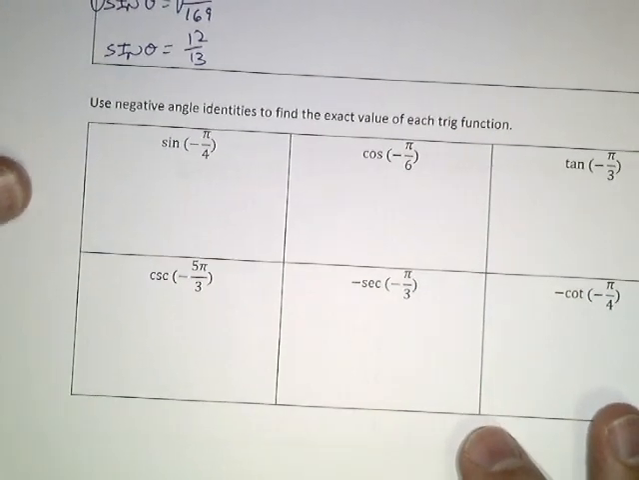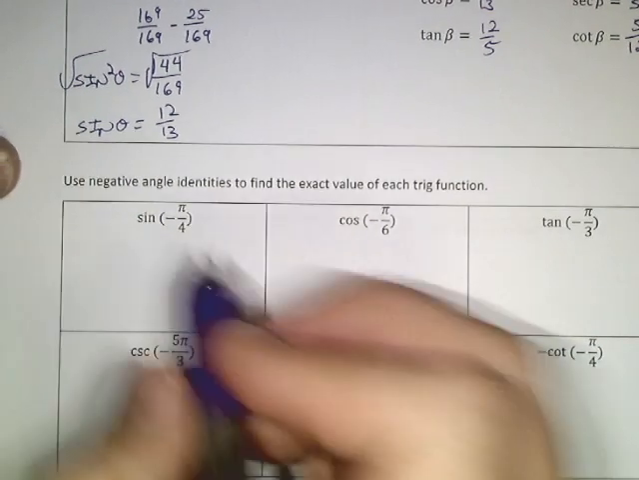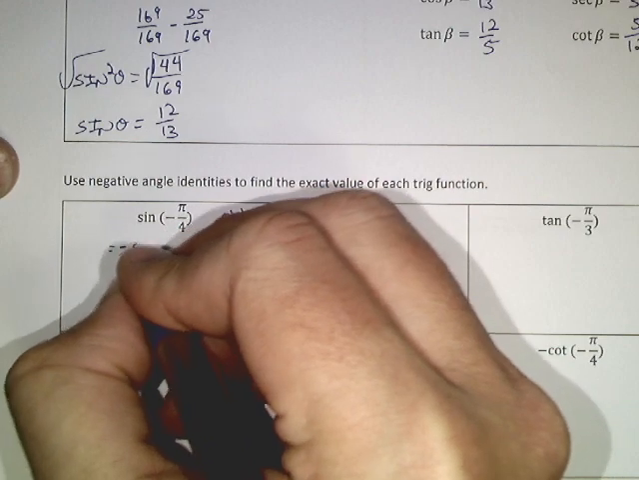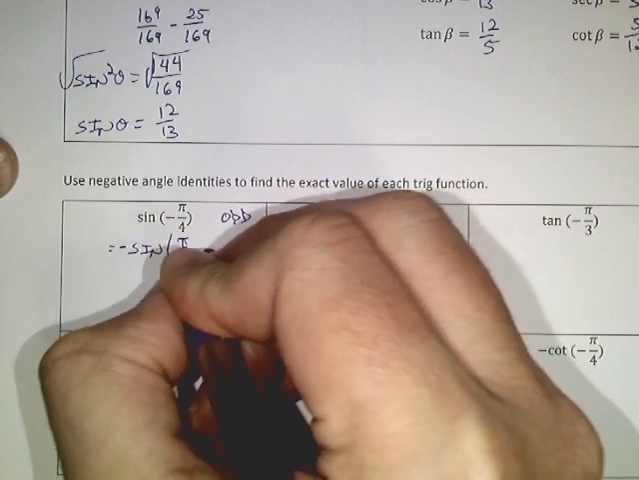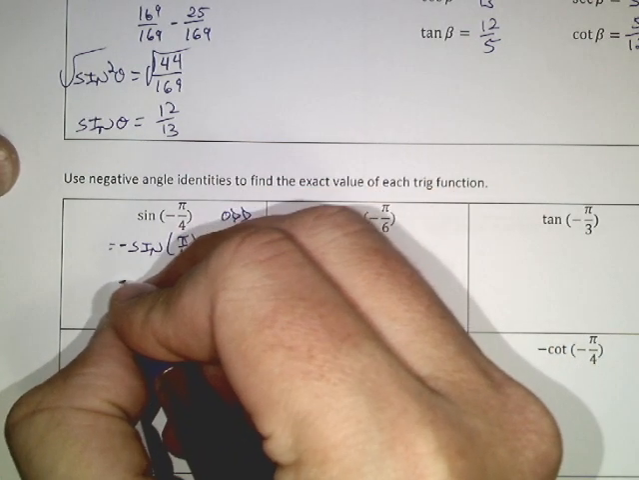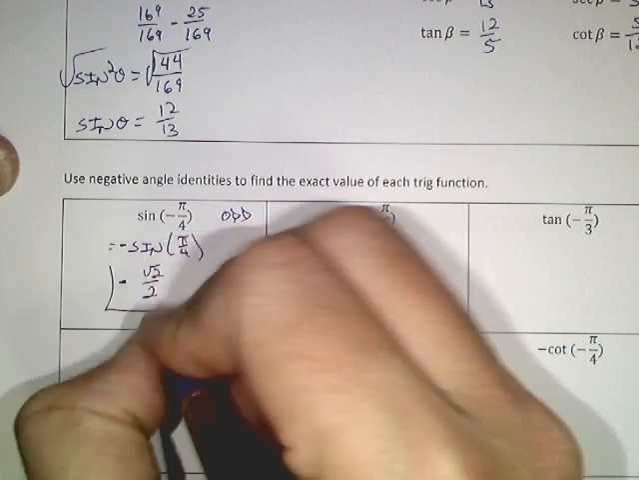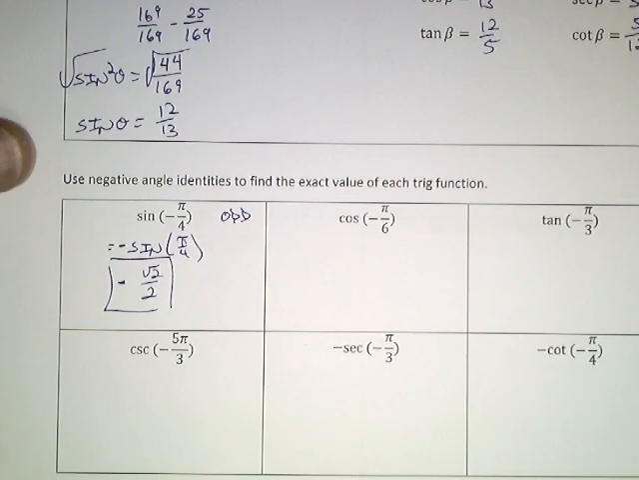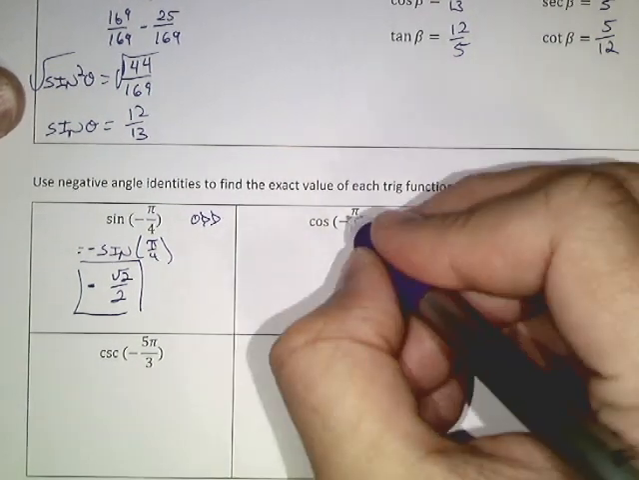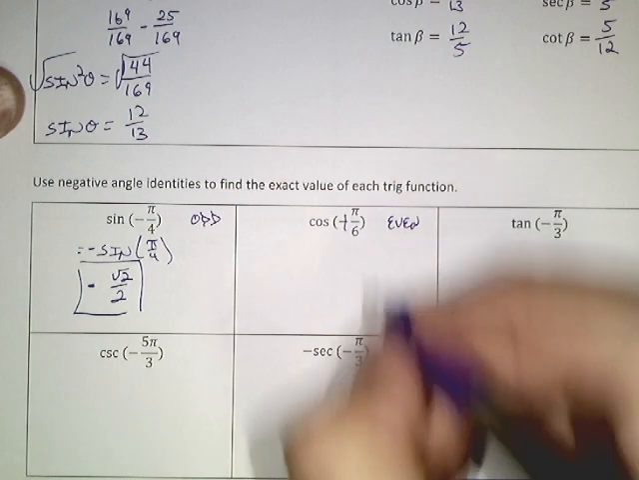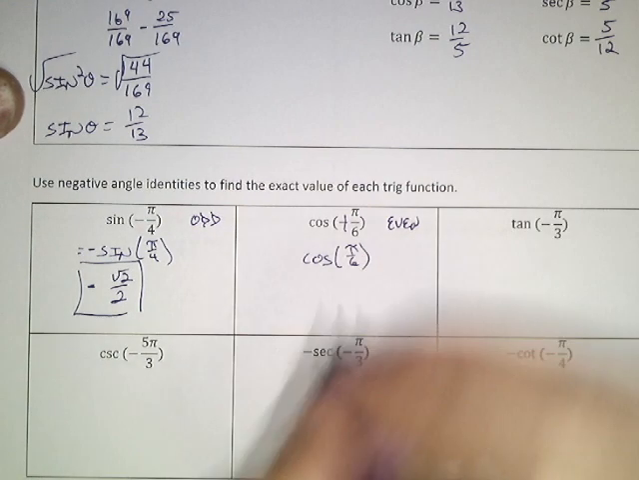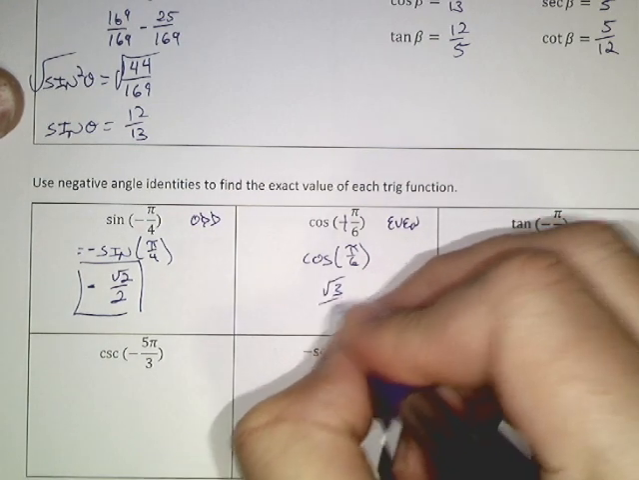Here is more unit circle with negative angle identities. Sine is an odd function, so this would be equal to negative sine of pi over 4. And then sine of pi over 4 is square root of 2 over 2. So this would be negative square root of 2 over 2. Cosine is an even function, so we could just drop the negative. So this would just be cosine of pi over 6, which should be the square root of 3 over 2.